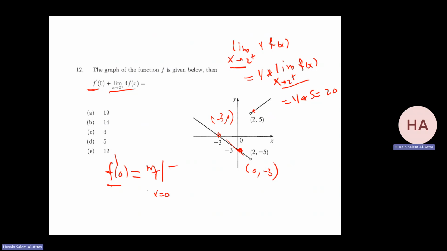I have 2 points, so I can find the slope. That will be minus 3 minus 0 over 0 minus minus 3. So it will be minus 3 over 3, which is minus 1. So this is minus 1. So this will be minus 1 plus 20, which is 19.